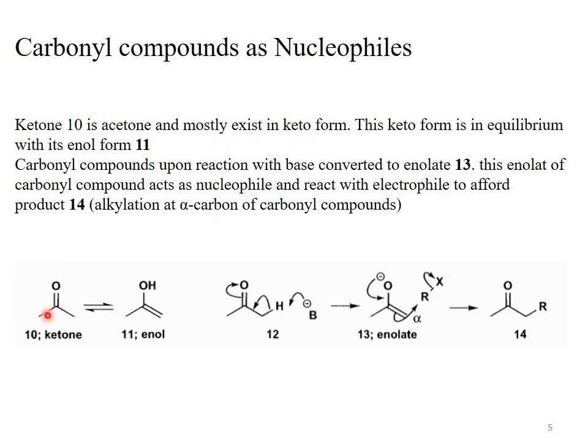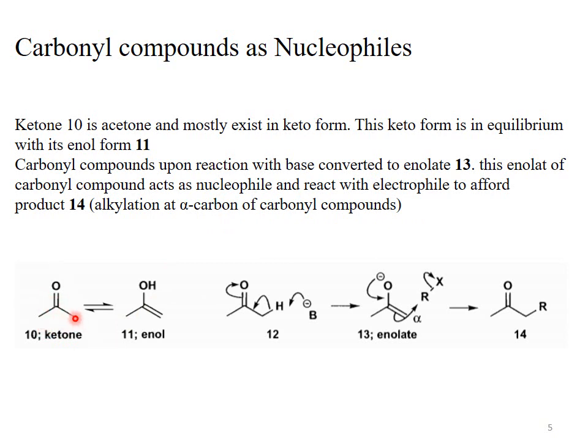See, this is ketone 10, that is acetone, and it mostly exists in the keto form, but it may also exist in the enol form as well. Ketone form, compound number 10, is acetone, and it is in equilibrium with its enol, compound number 11. Carbonyl compounds upon reaction with base are converted to enolate. This is a very important point. How are the carbonyl compounds converted to enolate?